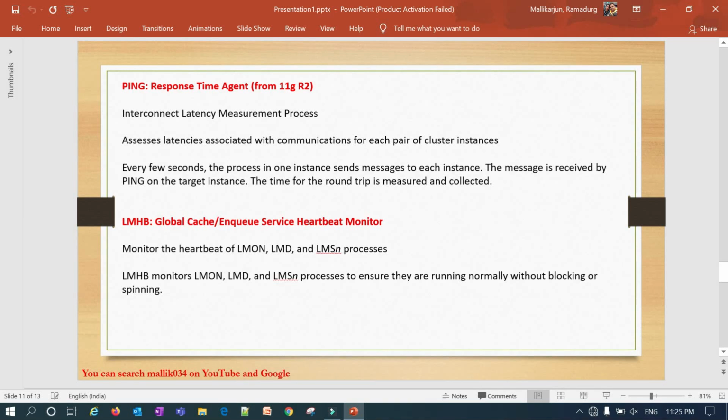It is a monitor which internally monitors these background processes, LMON, LMD and LMS. In case these processes are not running normally, or are blocked, or spinning, LMHB will automatically raise the flag. Sometimes that will be fixed automatically, and sometimes it needs DBA intervention to check why those processes are blocking or spinning, and why they are getting terminated and restarting again and again. All that we can get from LMHB, right?